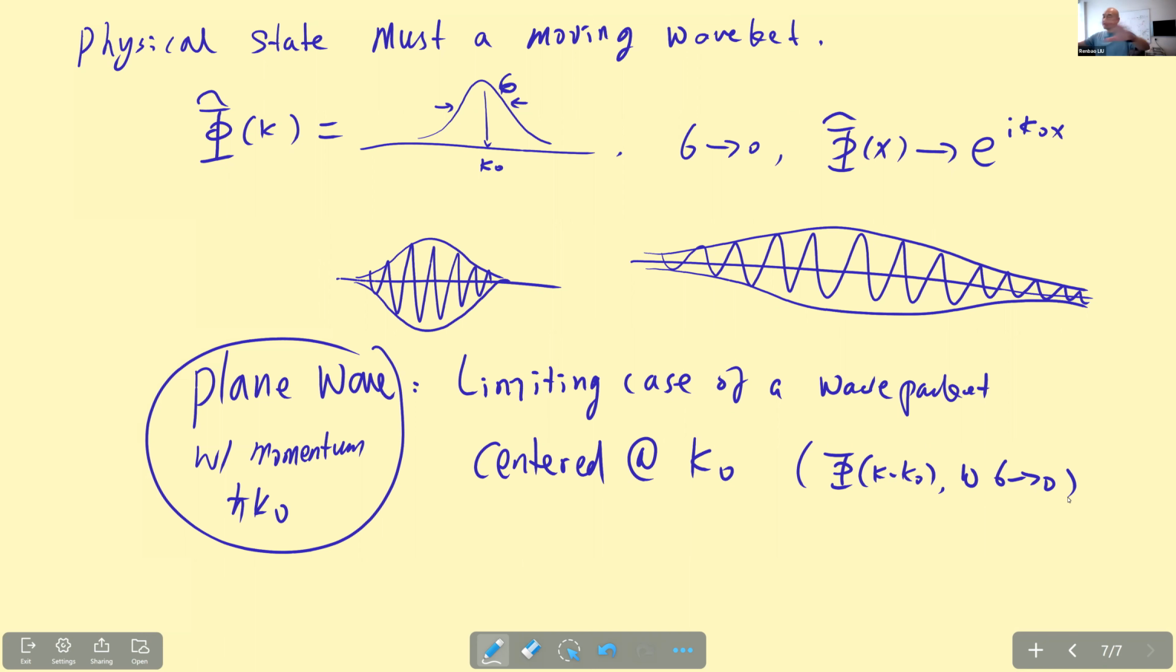So you can imagine that to have a physical state, you must have a wave packet. But then you make this wave packet narrower and narrower in the K space, and this real space wave packet will be more and more like a plane wave with momentum h bar K0. But the limiting case can never be realized in physical systems. You can approach it arbitrarily close, until you have enough precision.